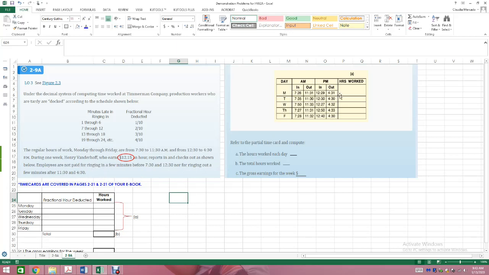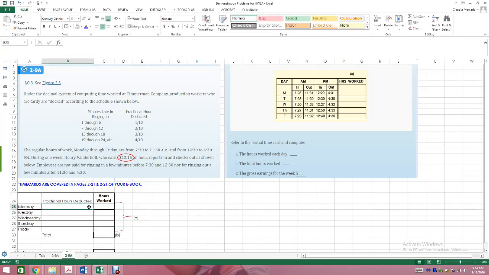So this employee on Monday had a very straightforward day. He did everything how he should. He clocked in at 7:28, out at 11:31, in at 12:29, out at 4:31. He did not arrive late in any of the circumstances. He is not getting penalized. So the fractional hours deducted is 0. He's not getting penalized for anything.